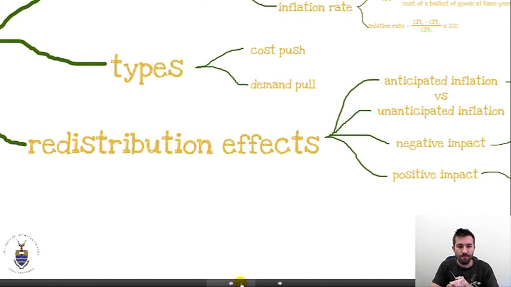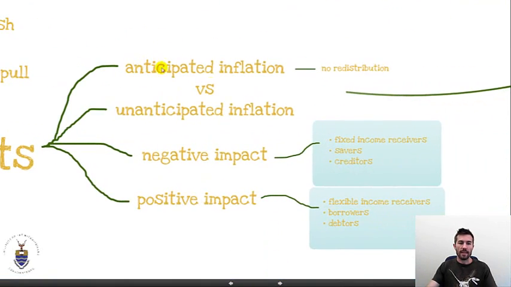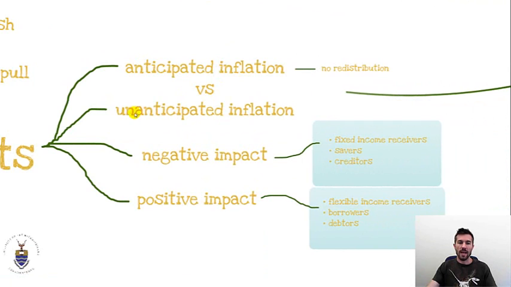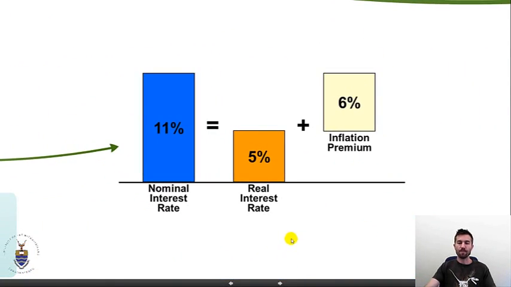Okay, welcome back. How does inflation redistribute wealth? Well, first of all, we need to distinguish between anticipated inflation and unanticipated inflation, because when inflation is anticipated, there is no redistribution effect. Let me show you with a little picture.